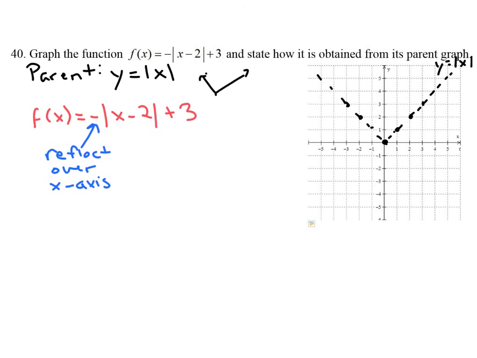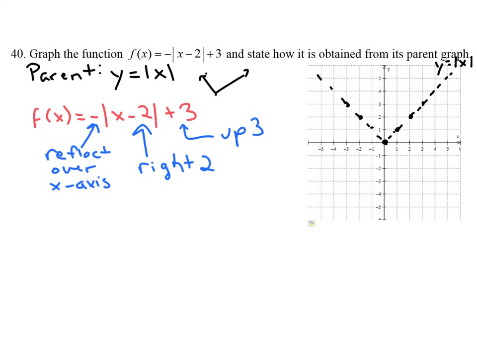Now the -2, we're subtracting a number inside of the absolute value, inside of the function. So that's going to result in a horizontal change in the graph. And when we subtract a number, that shifts the graph right 2 units. Finally, there's this +3 added outside of the function. So if it's outside, it's a vertical change in the graph. And +3 shifts the graph up 3 units.